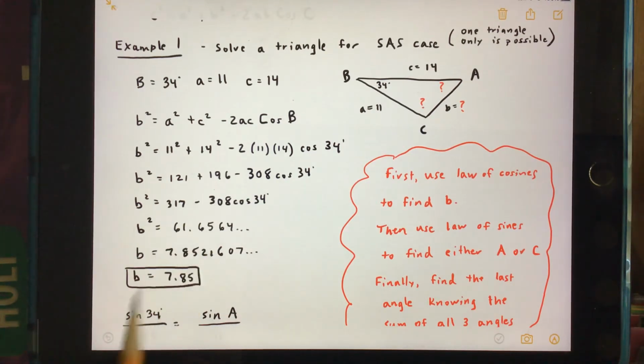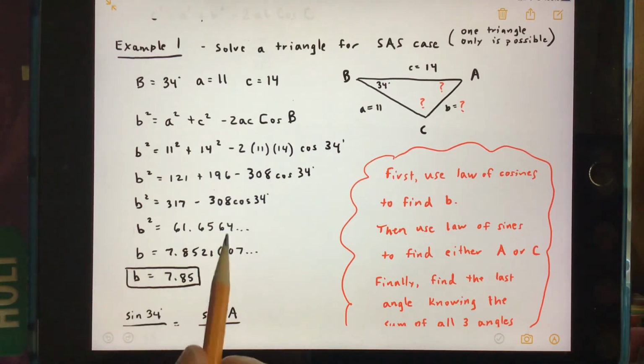And then I'll add 121 plus 196 and get 317. And I'll leave the minus 308 times the cosine of 34 degrees. At this point, I will put this all into my calculator to find my b squared. 317 minus 308 times the cosine of 34 degrees will give me this on my display. It'll be an irrational number. It will continue on.